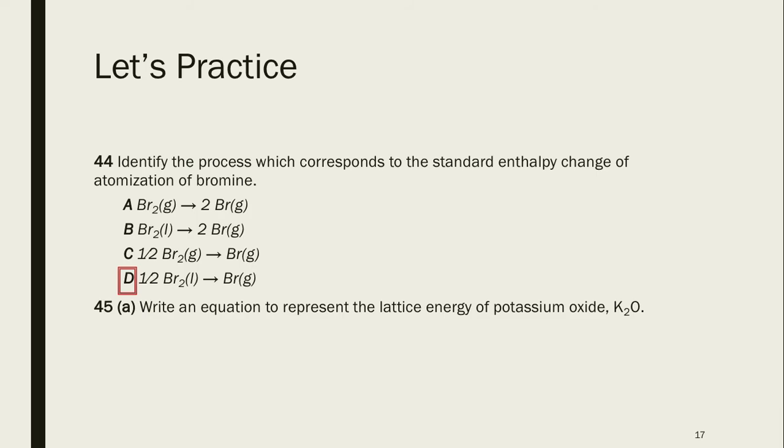Okay, 45 has 3 parts. Let's start with letter A. Write an equation to represent the lattice energy of potassium oxide. Okay, do you remember what lattice energy is? Right, when you break down that solid ionic compound into its ions. So you're going to take that potassium oxide and break it into 2 potassium ions and 1 oxide ion. Make sure you note that there are 2 potassiums in potassium oxide, so you have to write that down when you write the equation.